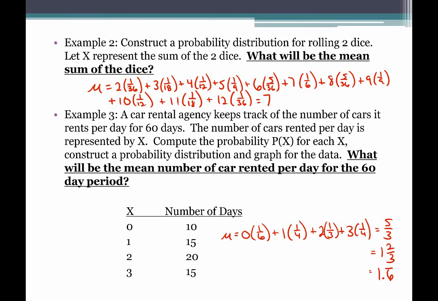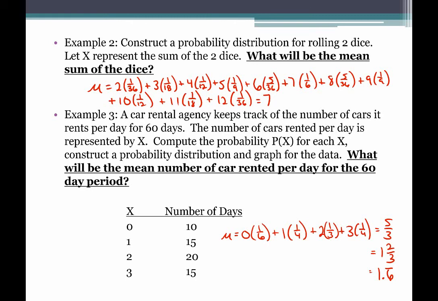Remember, we're finding a mean. In chapter 3, how often did it work out that when you found X bar, you got a perfect number like 7? Very rarely, right? It's going to be the same thing here. On average, the average amount of cars rented per day for that 60-day period was 1 2/3. That's the average, same as if we found any other average in chapter 3. It's not always going to work out perfect. More often than not, it won't, just like we saw in chapter 3.